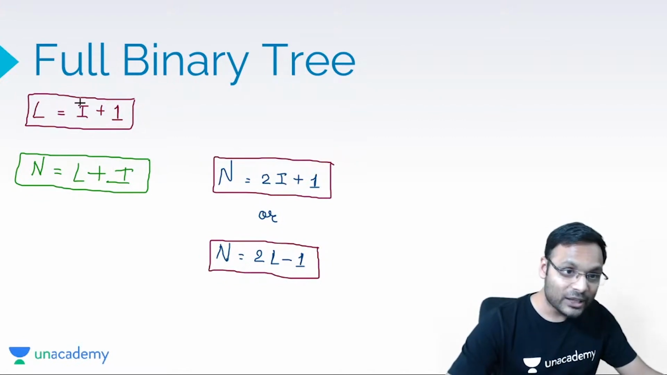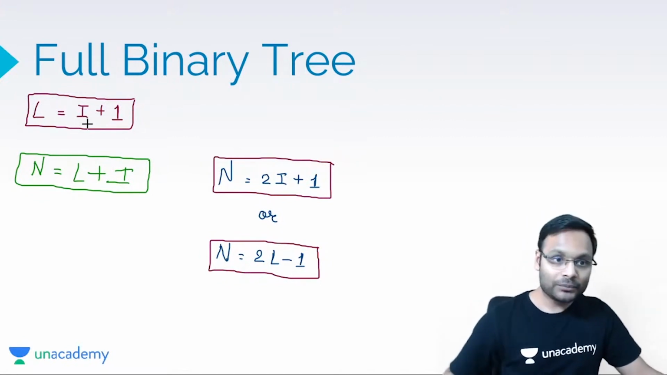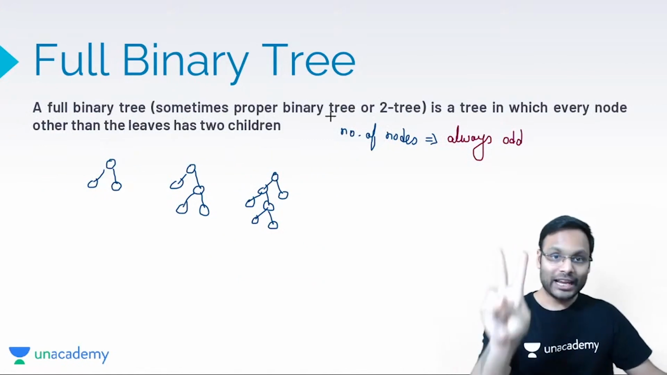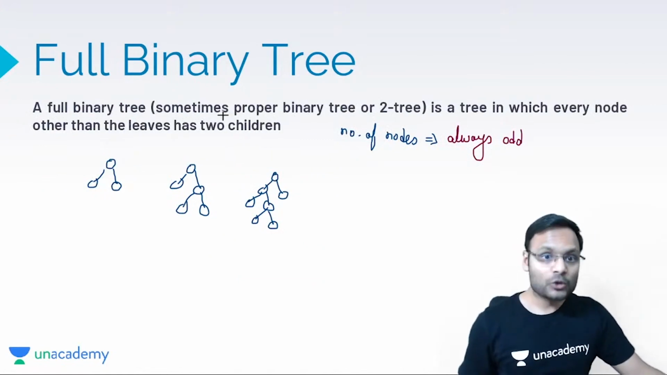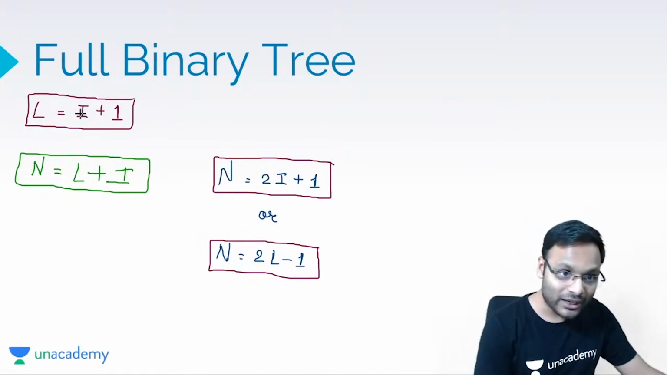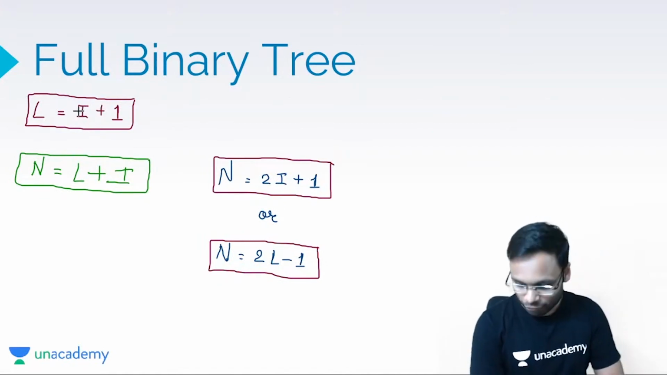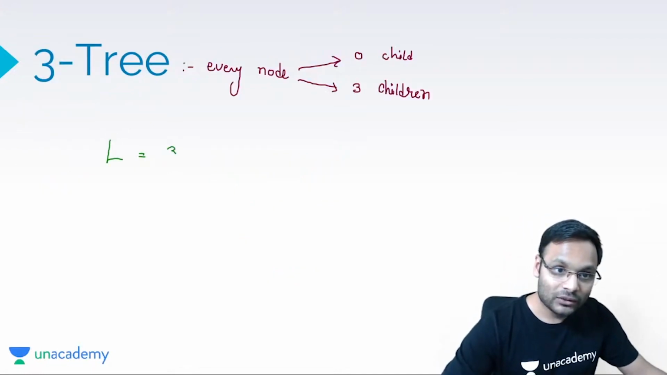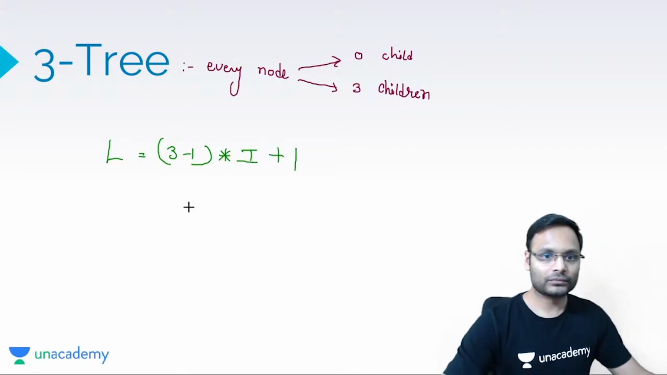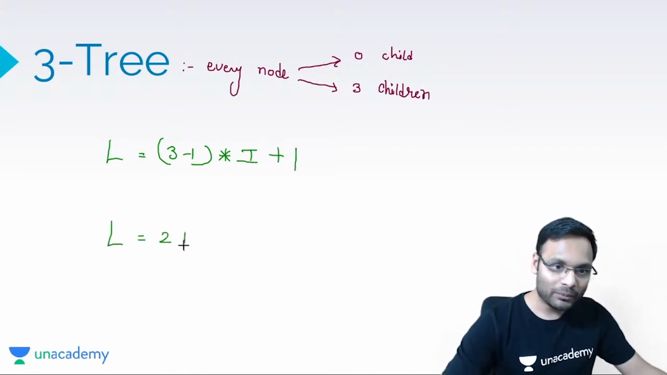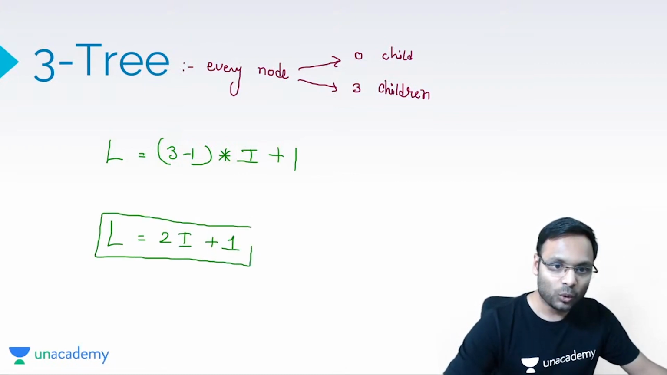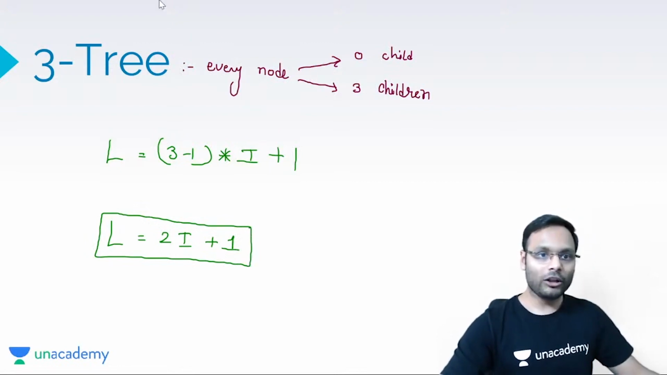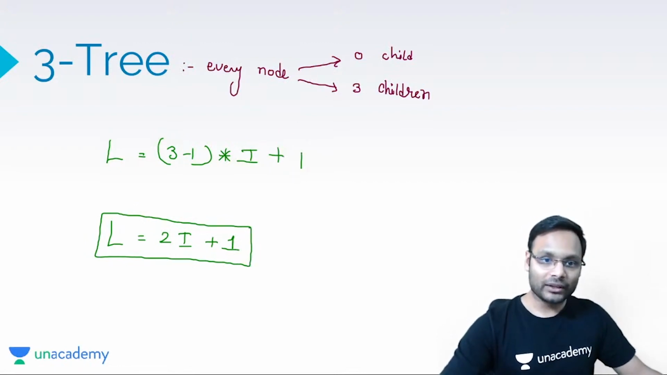what I have written is L is equal to I plus 1. How I plus 1? Every internal node has 2 children. So 2 minus 1. Actually, what I am trying to write here is 2 minus 1 into I. When we have 3 children, then the number of leaf nodes I can have is 3 minus 1 into internal nodes plus 1, which ultimately gives me the formula 2I plus 1. As many internal nodes as we have, into 2, plus 1 will be the total number of leaf nodes. Always, yes, for any 3-ary tree.